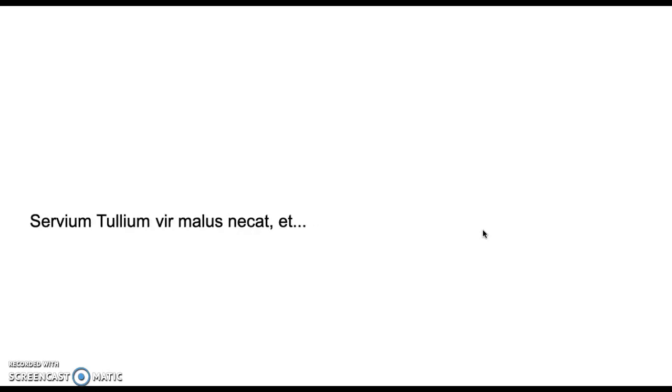I've split the next sentence up in half because it is a compound sentence and there's a lot going on here. The first half of it is pretty straightforward: Servium Tullium malus necat et... The one thing I will caution you about with this sentence, pay close attention to the endings. They did not adhere to traditional Latin word order here, so do not make Servium Tullium the subject of the sentence because it is not in the nominative case.